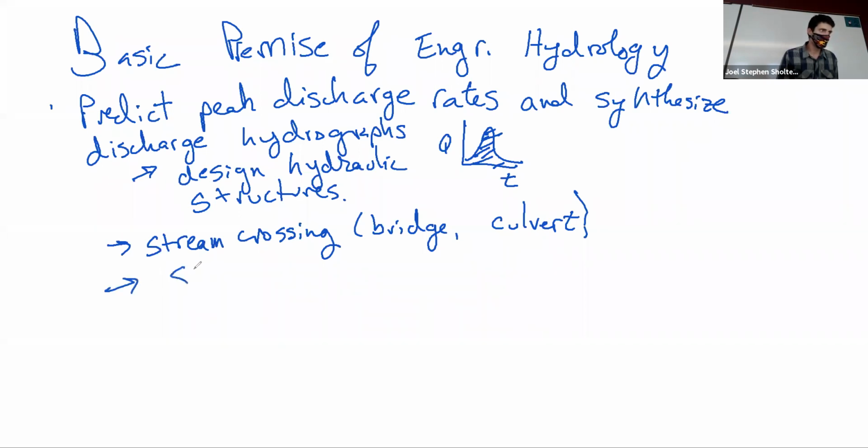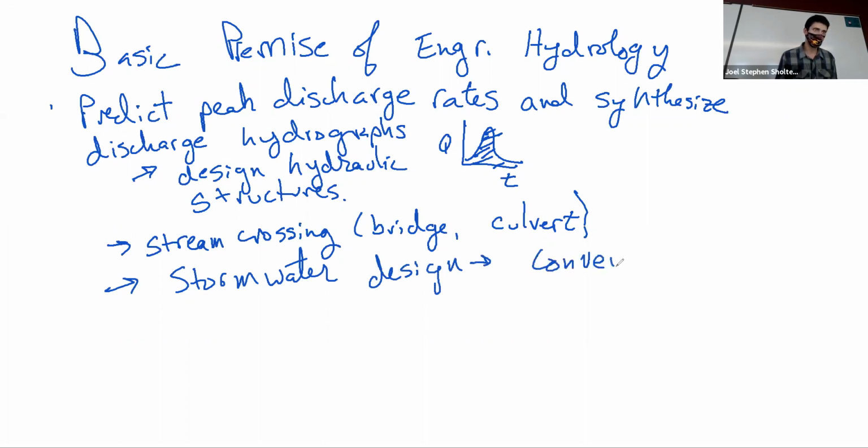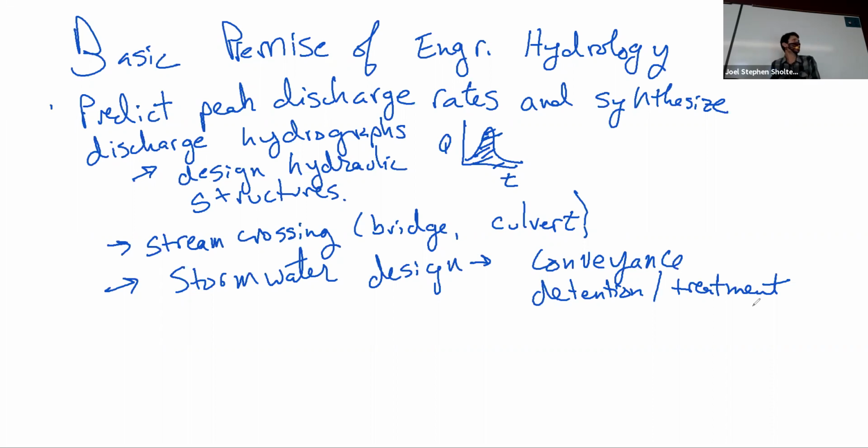So this could also be stormwater. So anytime you design, and this is conveyance, so curb and gutter, stormwater sewers, as well as detention or treatment. So any sort of development that you have is going to have to deal with stormwater. When it rains, how much water will you have? What's the peak discharge rate? Where can it go? And how do we have it so that it doesn't impact the folks downstream?